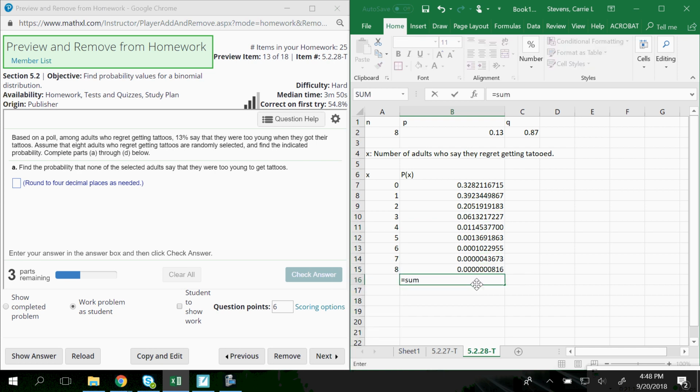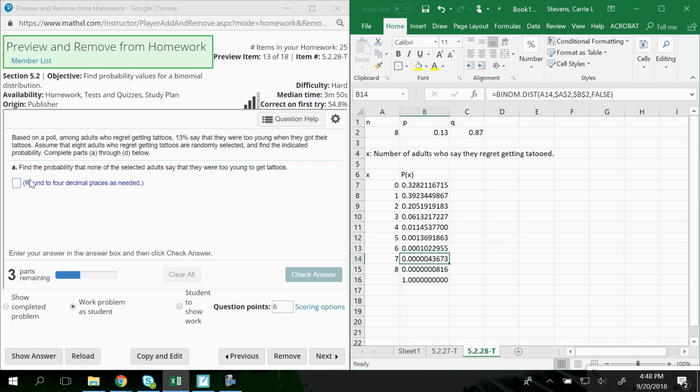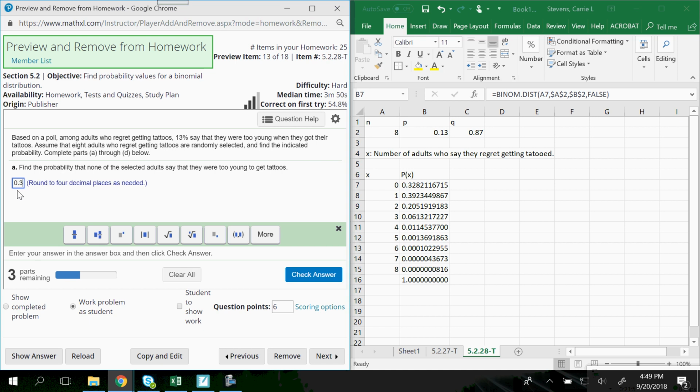And if I've done it correctly, this should sum to 1. And it does. Excellent. Okay, so that's my x times p of x. And now, why did I do that? Because it's asking me parts that I can get from right here. So see how it says find the probability that none of the selected adults say they were too young. So that's this answer right here for the probability that 0 people said yes to 4 decimal places. That's 0.3282.